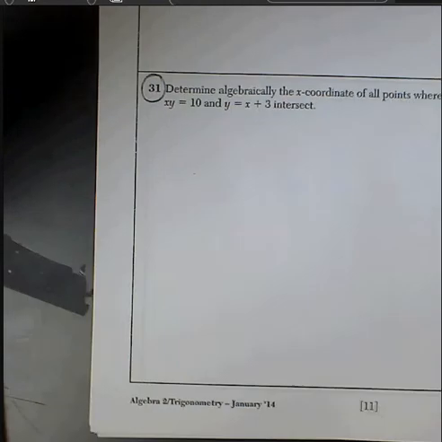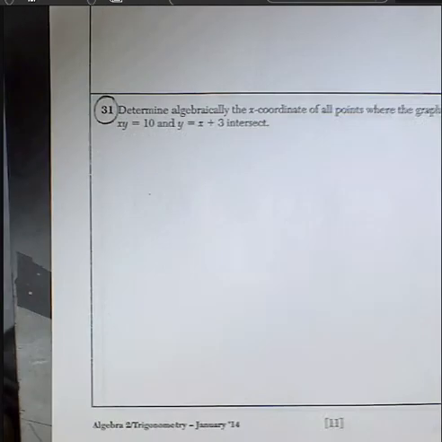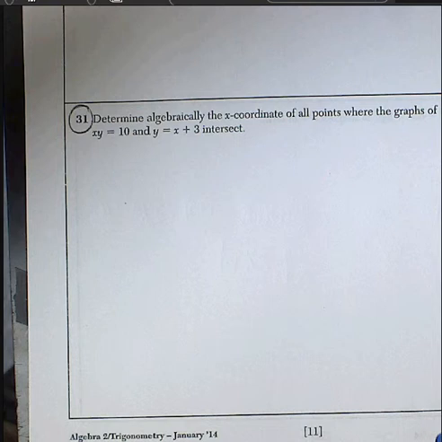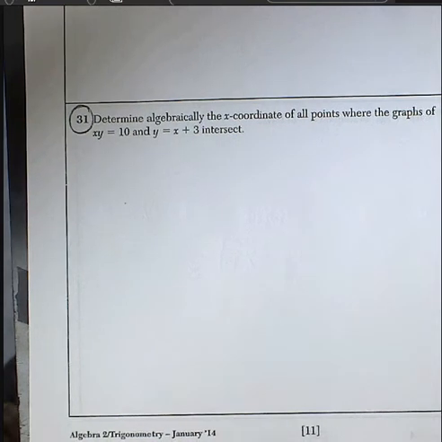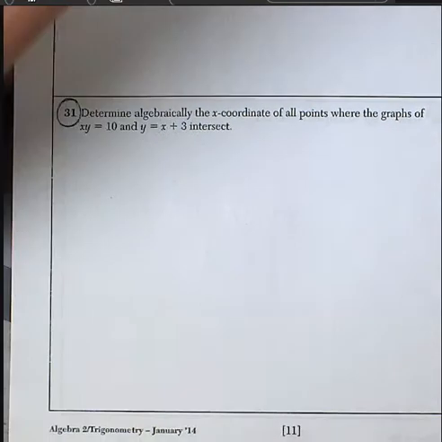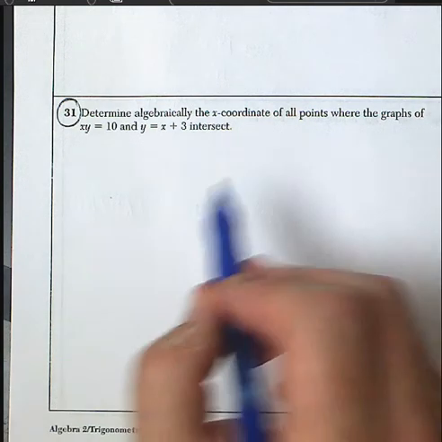Alright, we're going to go to question 34. Question 34: determine algebraically the x and y coordinates of all points of intersection of the graphs xy equals 10 and y equals x plus 3.